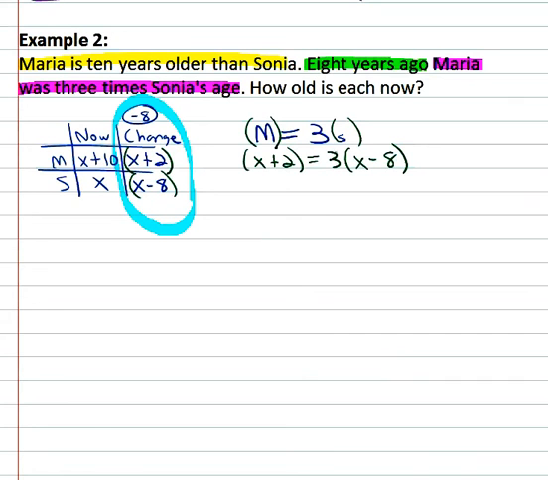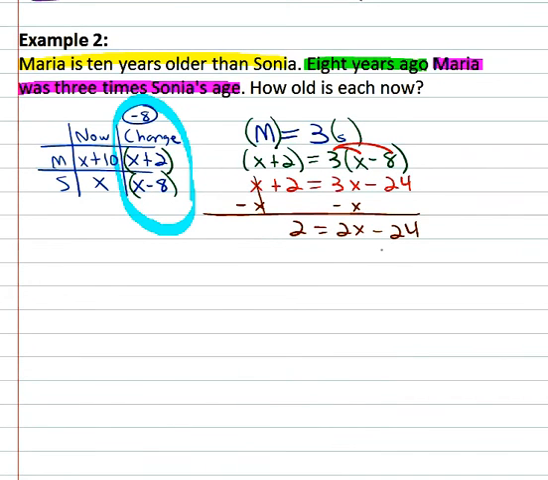We now have an equation we can quickly solve by distributing the 3. X plus 2 is 3x minus 24. Get the variable on one side by subtracting x from both sides. 2 is equal to 2x minus 24. Solving the two-step equation by adding 24 to both sides. 26 is equal to 2x. And finally, dividing both sides by 2, x is equal to 13.